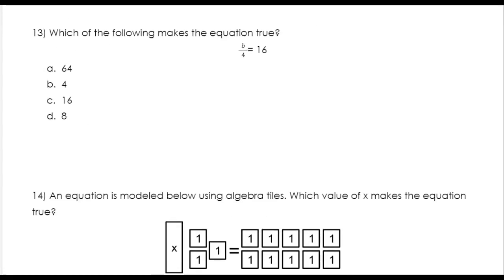13. Which of the following makes the equation true? B divided by 4 equals 16. A, 64. B, 4. C, 16. D, 8.